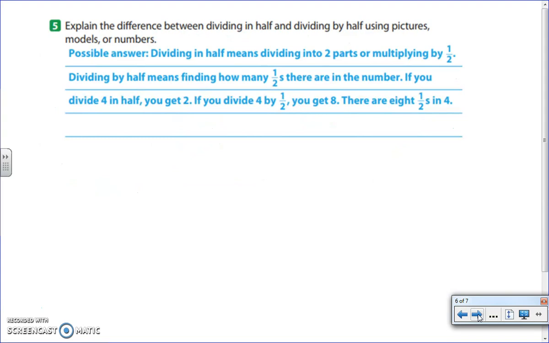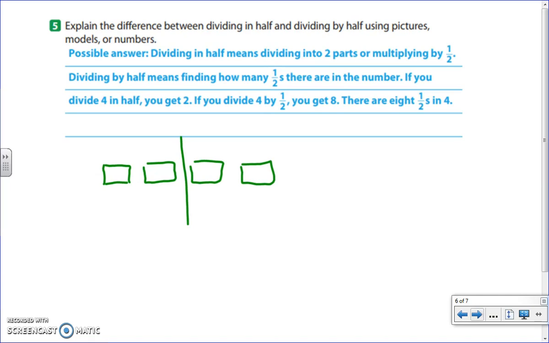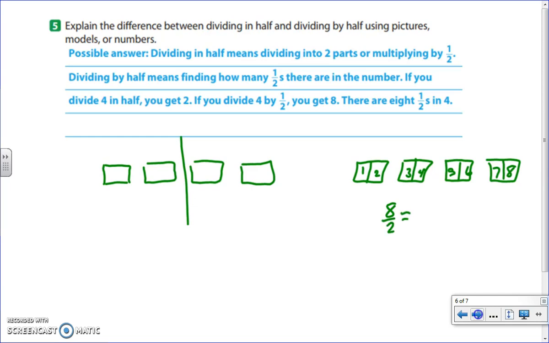It says explain the difference between dividing in half and dividing by half using pictures, models, or numbers. So here's what I would do. If I'm dividing in half, I'm making 2 equal parts. When I'm dividing by half, I am seeing how many 1/2s fit into the whole. There are 8 halves in these wholes, so 8.